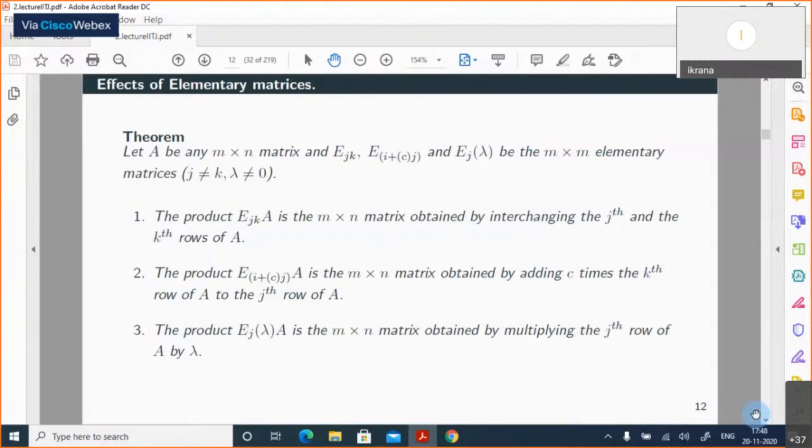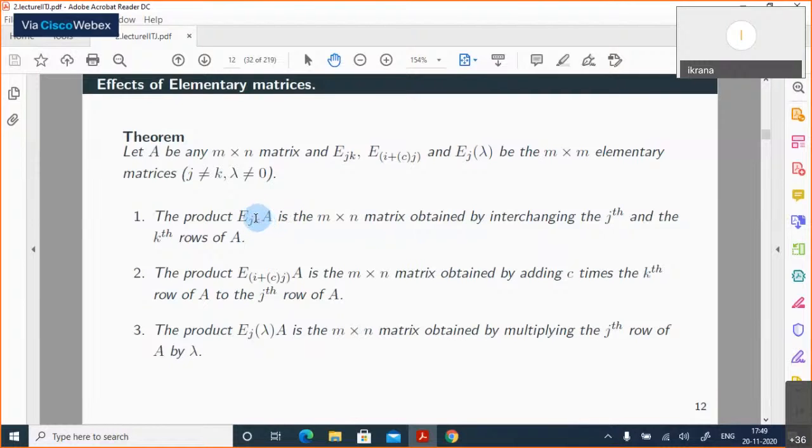So the theorem that we want to state and verify is the following: the product E_jk A. Take any matrix A of order m cross n, and take an elementary matrix of order m, so that is m here. We will be multiplying on the left by these elementary matrices, so the matrix multiplication makes sense. So if you look at the product E_jk times A, where A is any matrix of order m cross n, and you pre-multiply, that is multiply on the left, by E_jk.